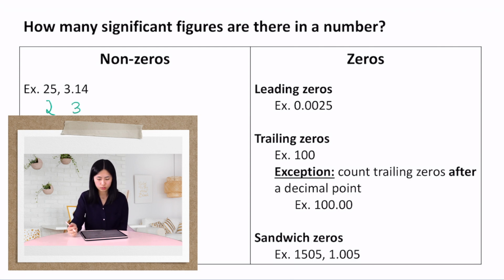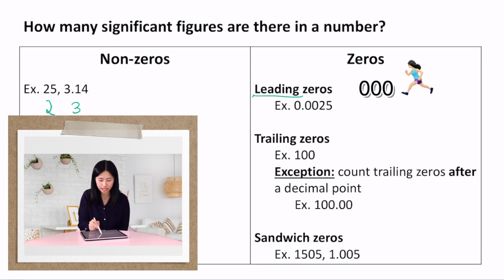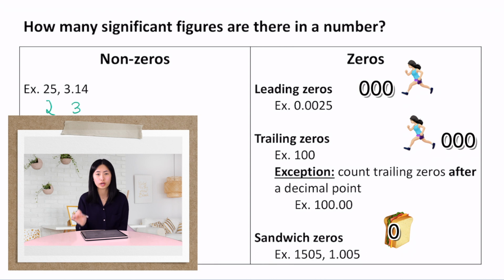Moving on to zeros, we have three types of zeros. We have leading zeros, trailing zeros, and sandwich zeros. Within leading zeros, they're always non-significant. Therefore, in 0.0025, you have two significant figures. Moving on to trailing zeros, for 100, you only have one significant figure because these two zeros will not count as sig figs or significant figures.